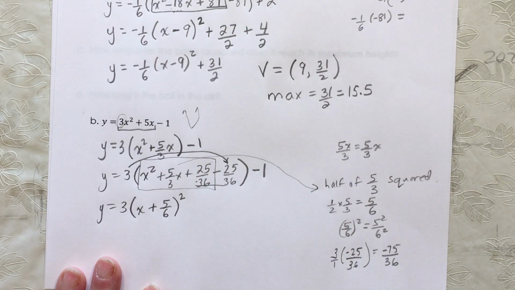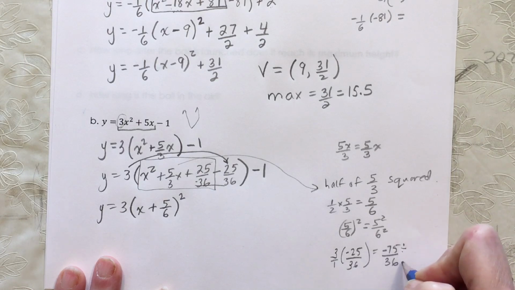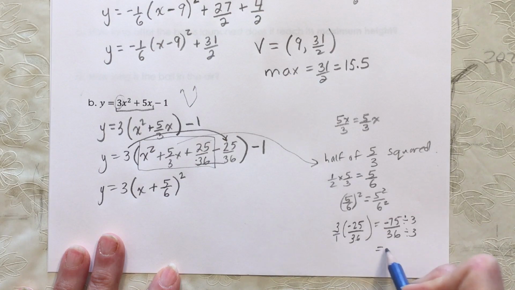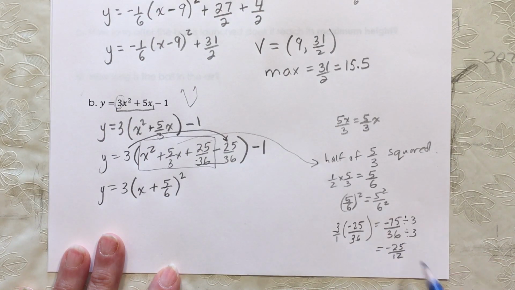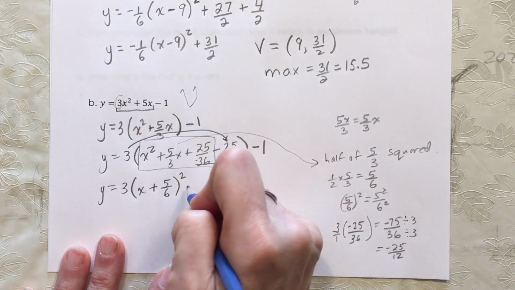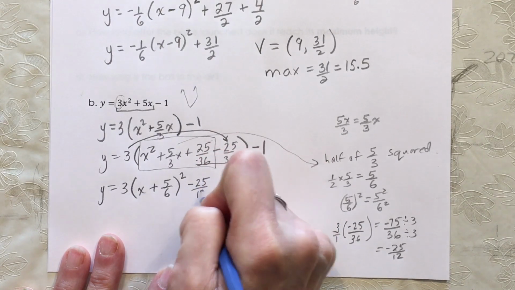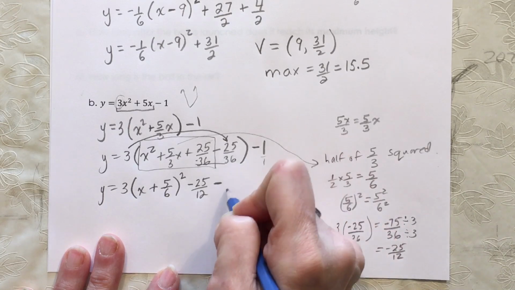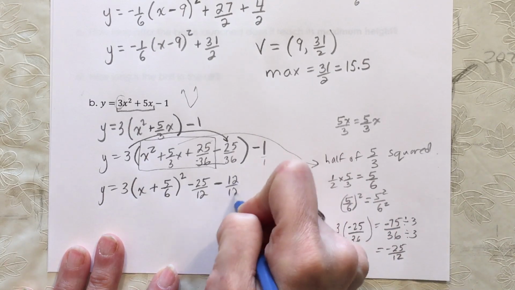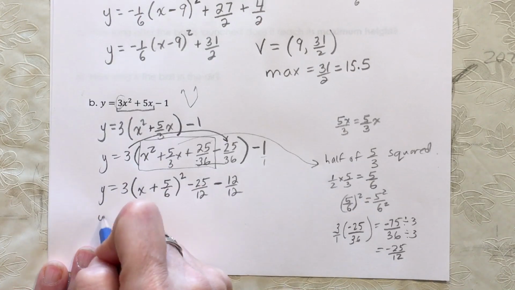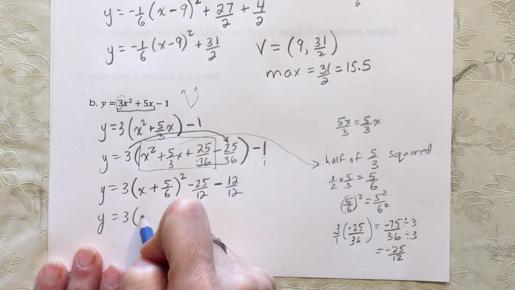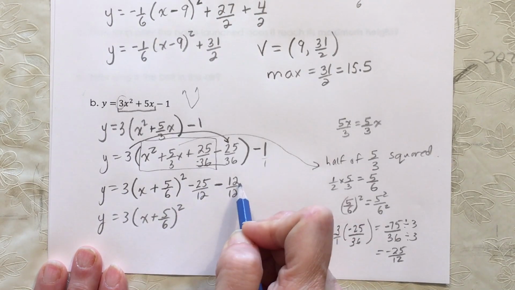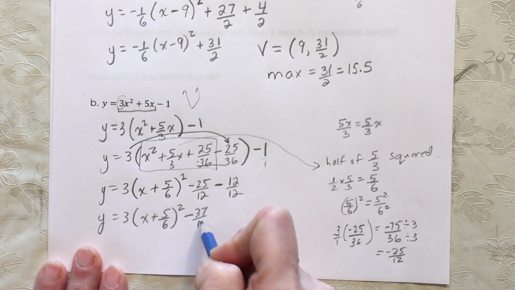Gives you negative 75 over 36, but that reduces. You can divide top and bottom by 3. So that reduces to give you negative 25 over 12. So negative 25 over 12. But then we want to subtract 1, but we need a common denominator. So we can change 1 into 12 over 12. So that's going to be minus 37 over 12.